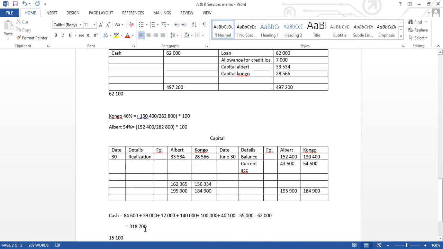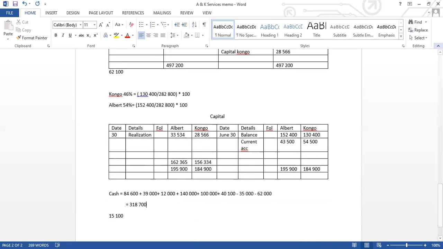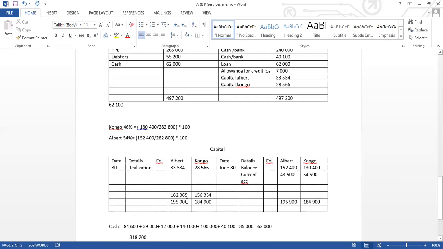So what is the total cash that we have left? If you add up all these amounts and subtract the liabilities, the amounts that we paid, it will amount to 318,700. That is the total amount that we have in our bank account. Are we together? This amount of 318,700 is the money that we will use to pay off the two partners.